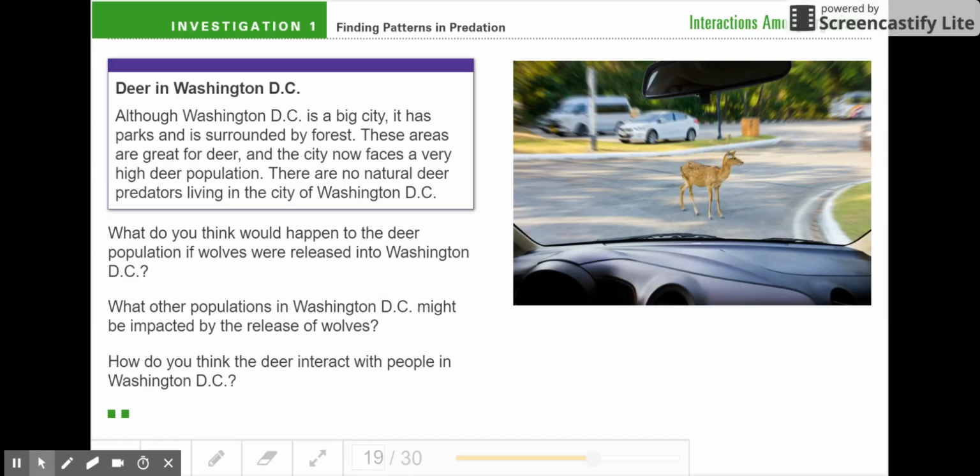All right. How do you think the deer interact with people in Washington, D.C.? Using this picture as a clue. So how do you think the deer interact with people in Washington, D.C.?